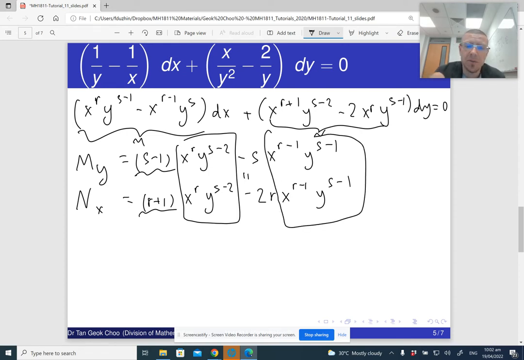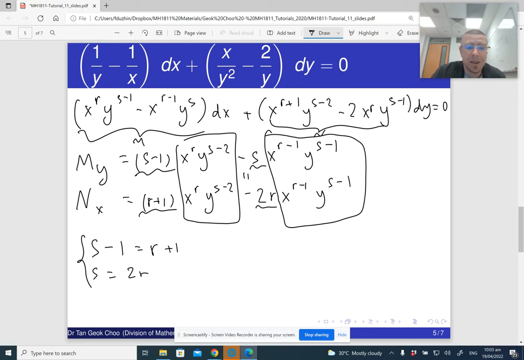Same thing here, right? So these two terms are equal. So for the whole thing to be equal, the coefficients in front of them should be equal, right? So in order for M dx to be equal to N dx, the following condition must be satisfied: s minus 1 should be the same as r plus 1, and s should be the same as 2r, right? Okay, so this is a system of simultaneous equations.